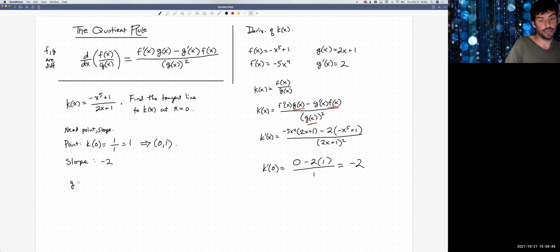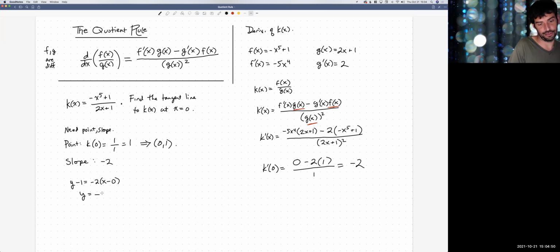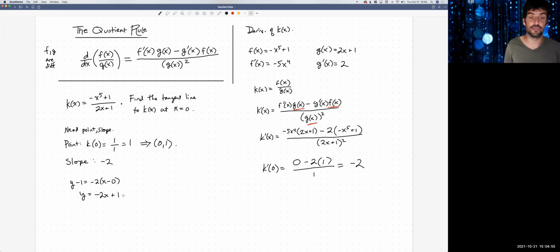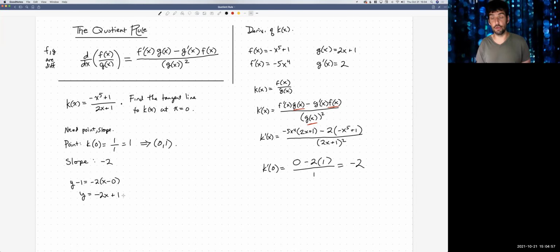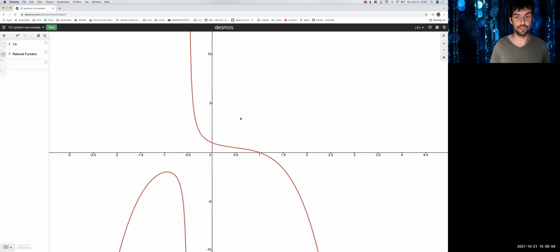as y minus 1 equals -2x minus 0, or we could rearrange it, -2x plus 1. But either way, there is the slope of our tangent line using the quotient rule to get that slope. Let's, we haven't looked at a graph in a while. Let's take a look at a graph of this.